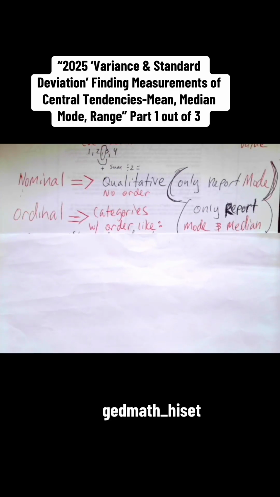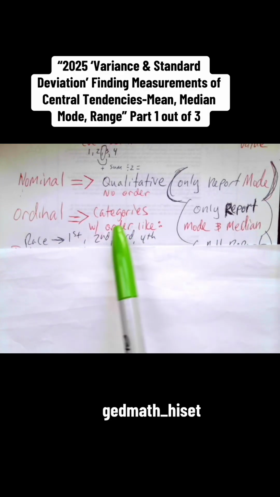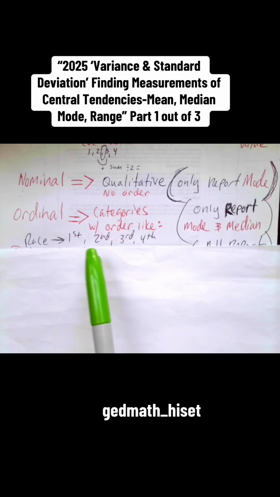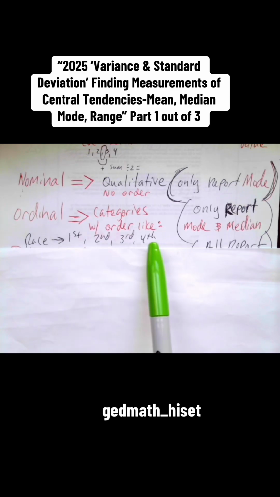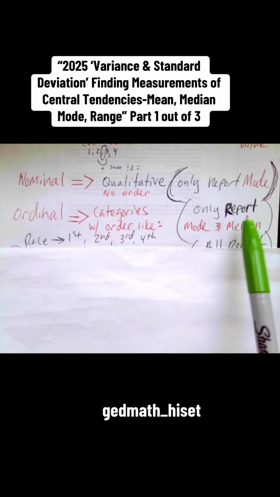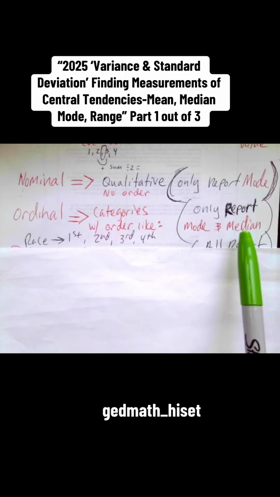Here, an ordinal is categorized, right? With order, like first, second, third, fourth, like running a race. A person came first, second, third, or fourth, right? You're only going to be reporting the mode, what was seen most often, and the median, the middle number in that data set.